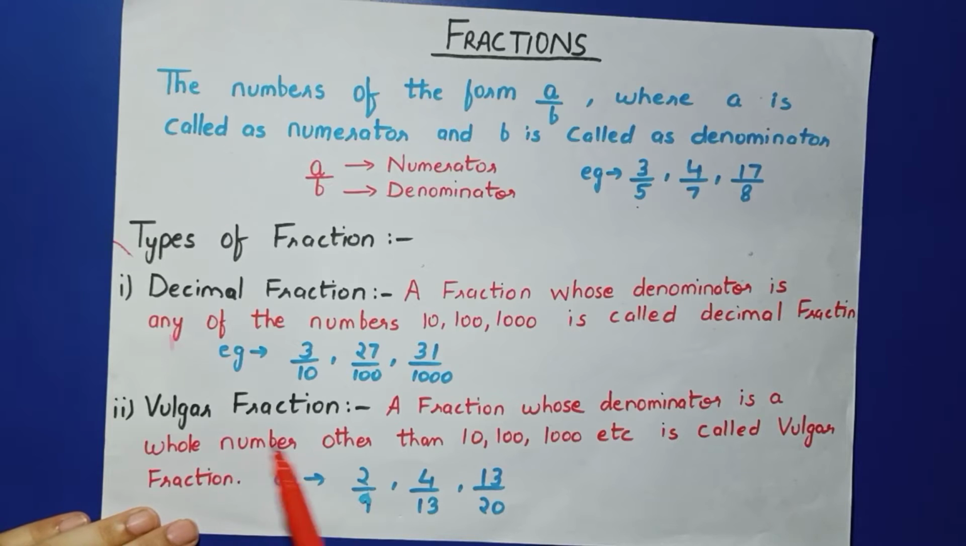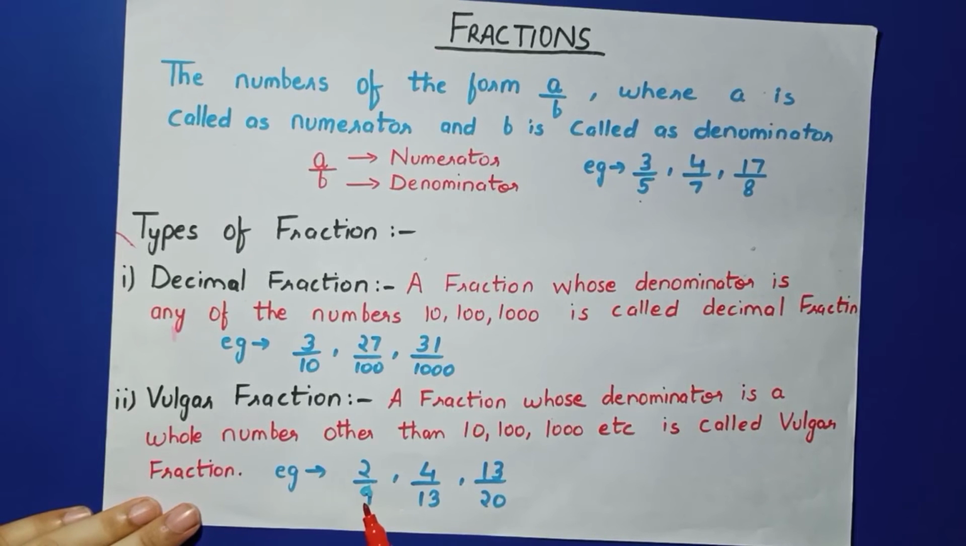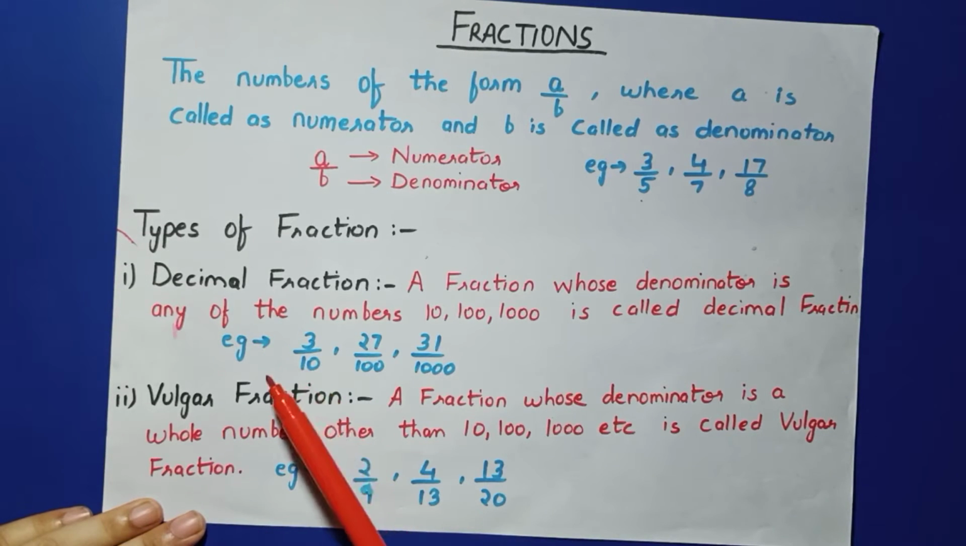So the next one is vulgar fraction. A fraction whose denominator is a whole number other than 10, 100, 1000, etc. is called a vulgar fraction. Means whose denominator is 9, 13, 20, 25, 35. Means the denominator should not be these numbers. Other than these, any number can be there, but not 10, 100, 1000. These numbers should not be there in the denominator. Such a kind of fraction is known as a vulgar fraction.